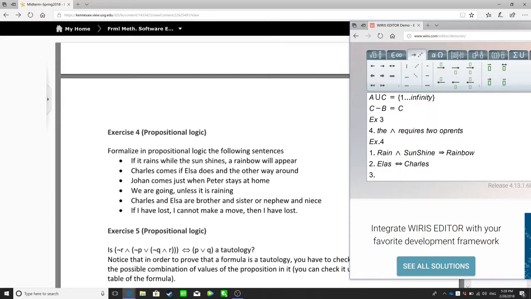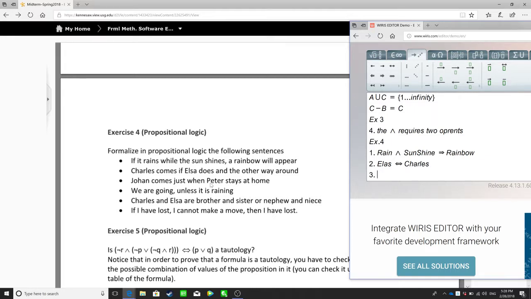Is that equality or not? No. Implies? So which one implies which? Not Peter implies John? Let's see. Peter home implies John comes. Peter home, John comes, right? But why not the other way around?